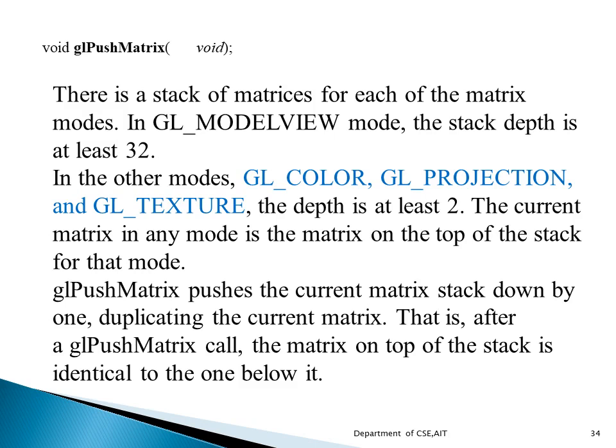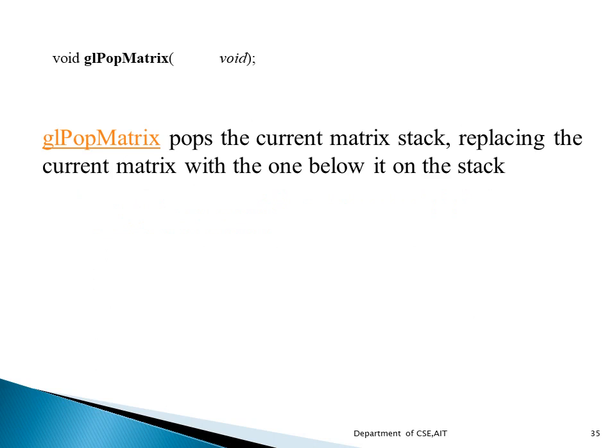The other stack function is glPopMatrix. This glPopMatrix will destroy the matrix at the top of the stack, and the second matrix in the stack will become the current matrix. To pop the top of the stack, there must be at least two matrices in the stack, or else an error will be returned. So glPopMatrix is used for removing a matrix from the stack. The stack can be a model view stack, a depth stack, a texture stack, or a projection stack. If I want to remove a matrix, I can make use of glPopMatrix.